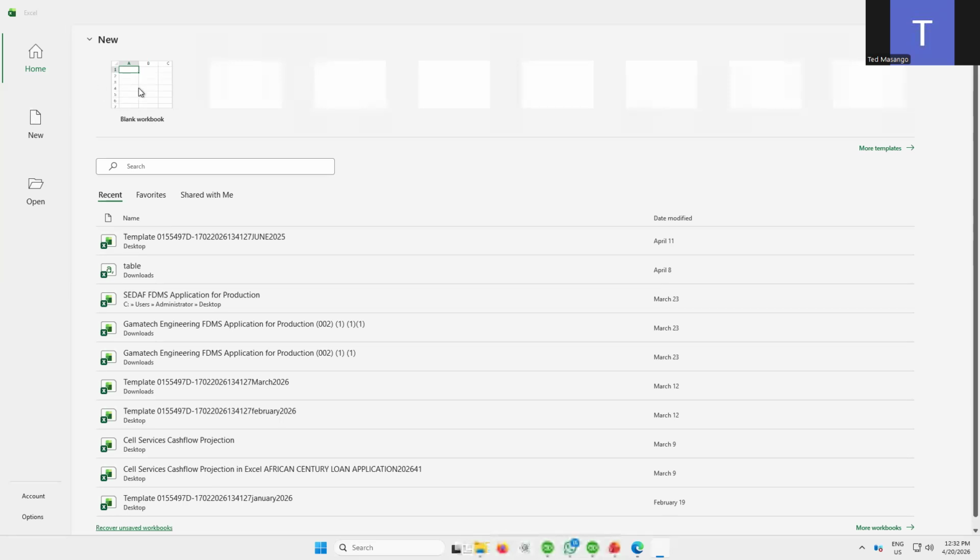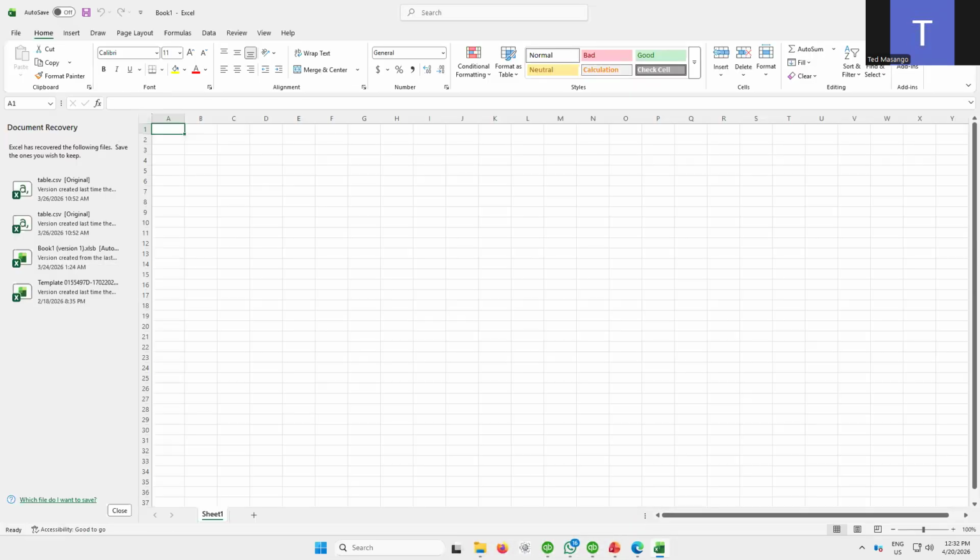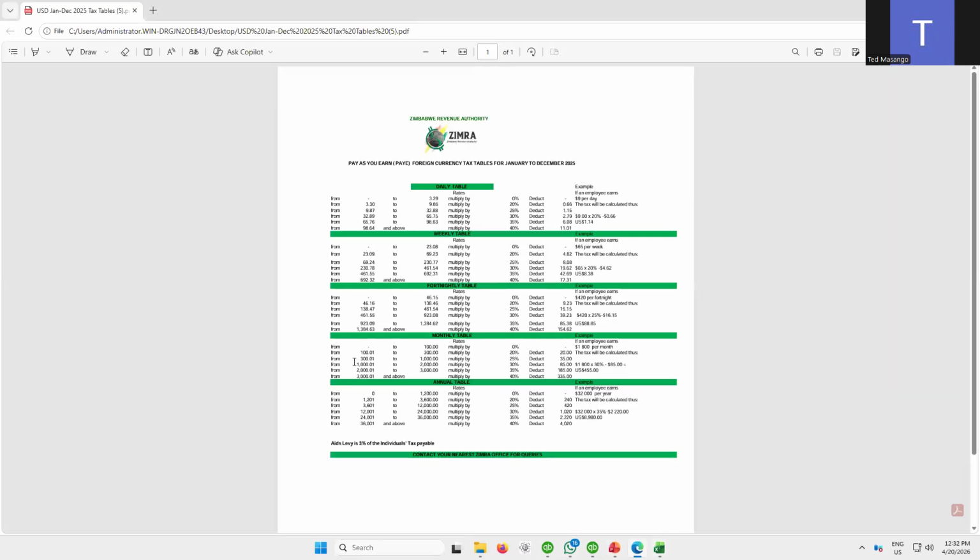So let me demonstrate how you compute. Now that we have found the taxable income, we said the taxable income is 1,071. This is what is taxable. From the tax table, let me load it up so that we remind ourselves. We saw that the 1,071 falls in this bracket. So we are supposed to multiply it by 30%, then deduct $85. So let me come back to Excel.